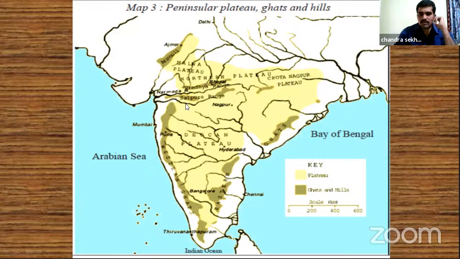Here you can observe the Narmada river and Tapti river, which are flowing towards Arabian Sea, west flowing rivers. These are the two important west flowing rivers in India. Okay, sorry, Narmada river and Tapati river.